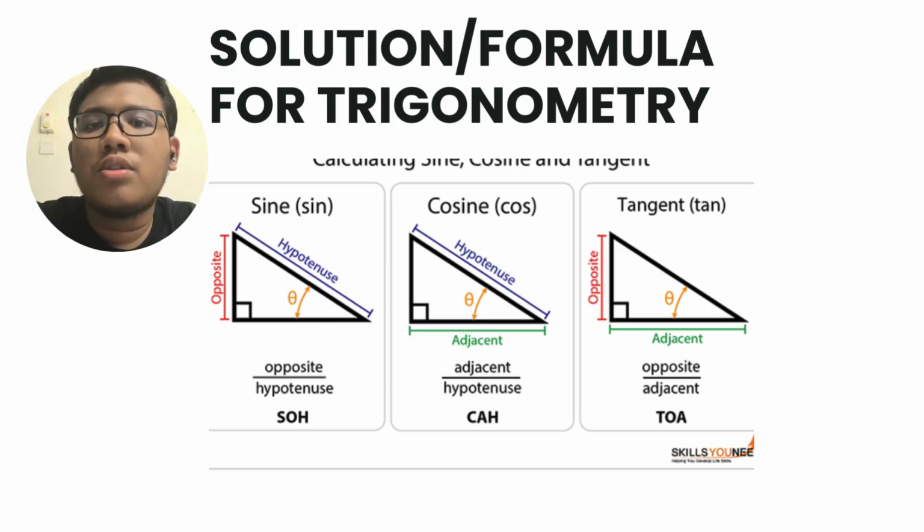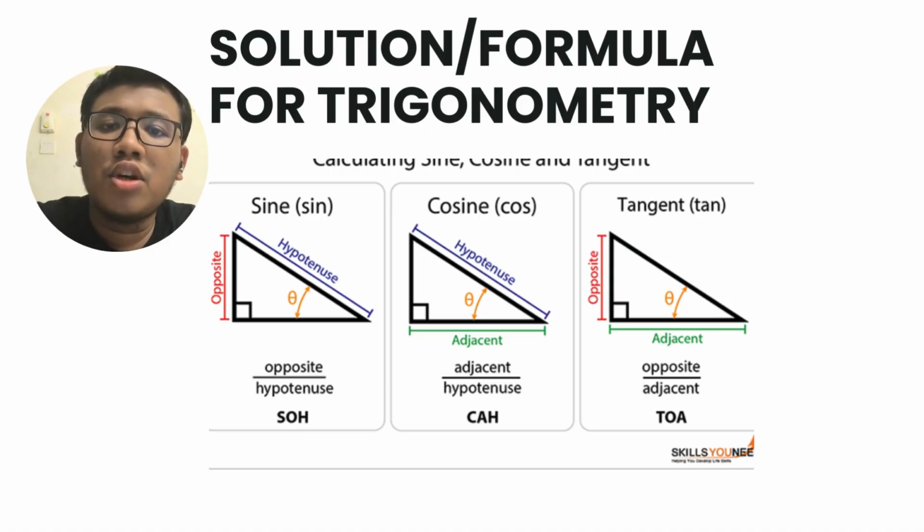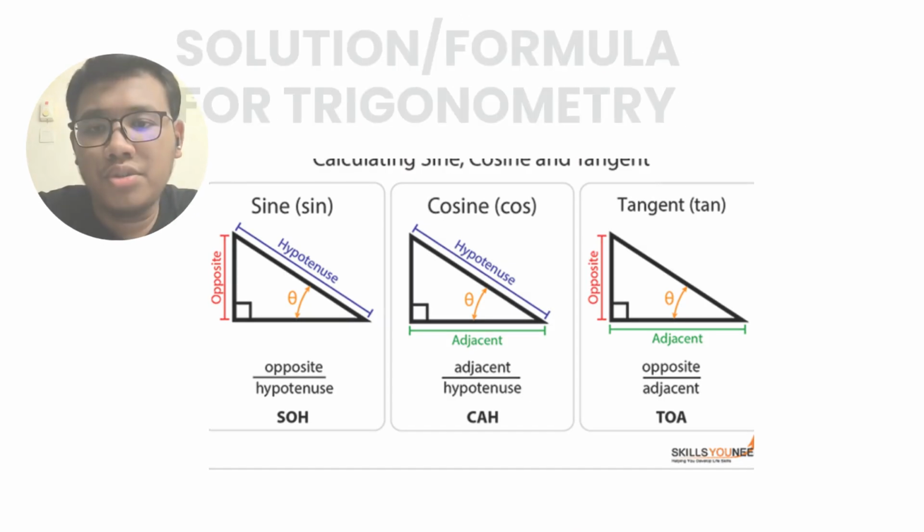The next formula is called cosine or CAH. Cosine of an angle, written as cos, is the ratio of the adjacent side over the hypotenuse. CAH meaning cosine equals adjacent divided by hypotenuse. The last formula is called tangent or TOA. Tangent of an angle, written as tan, is the ratio of the opposite side over the adjacent side. TOA meaning tangent equals opposite divided by adjacent. A common way to remember this is the phrase SOH CAH TOA. It tells you which sides to use for each ratio.